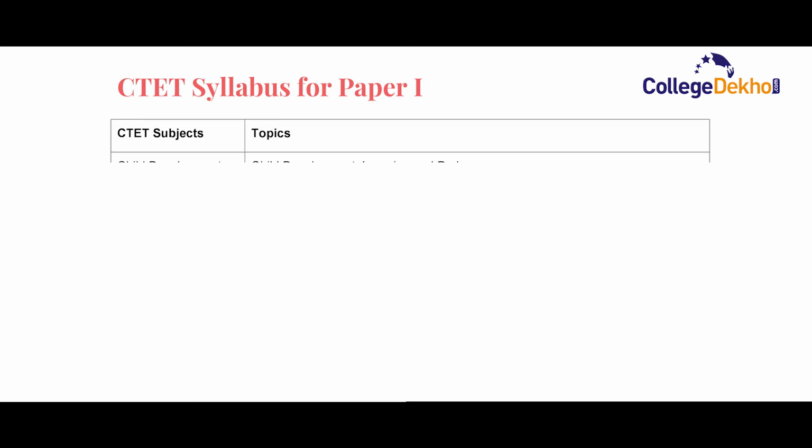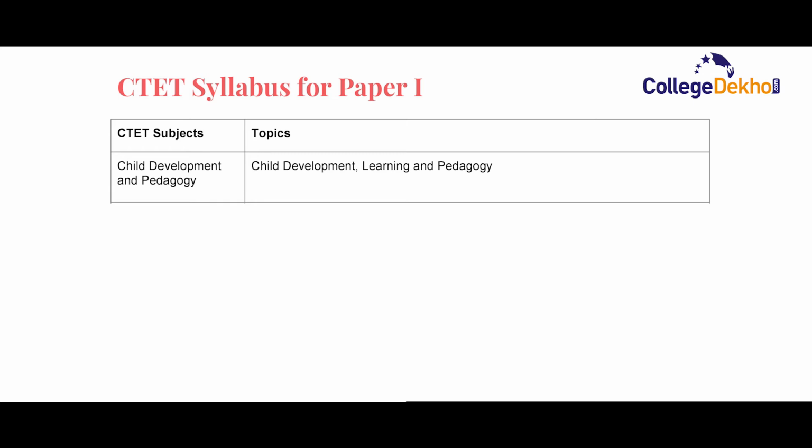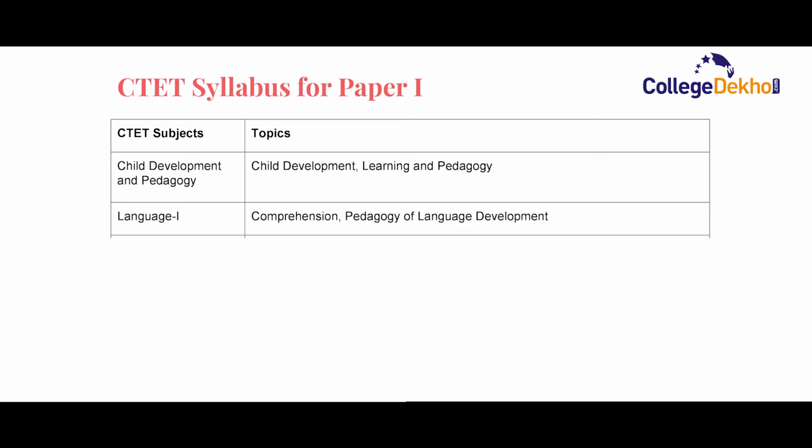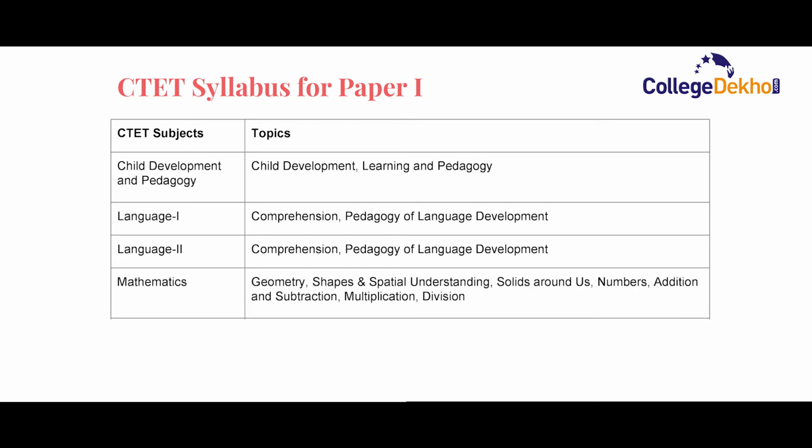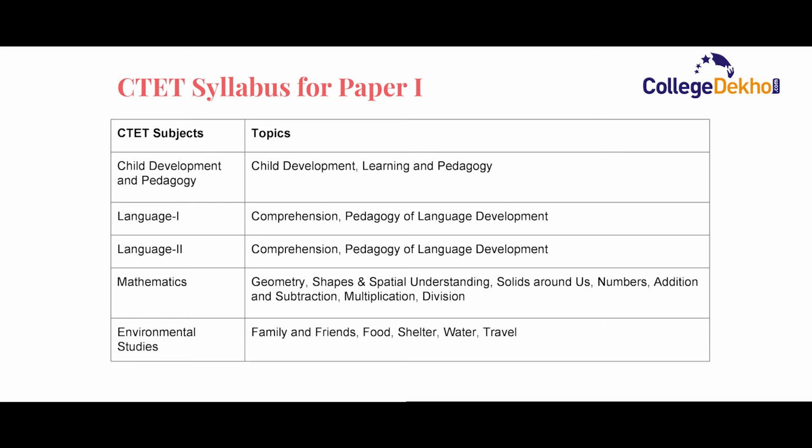Now that we are done with exam pattern, let us look at CTET syllabus for paper 1. The sections which have been included in paper 1 include child development and pedagogy, which will include topics such as child development, learning and pedagogy, etc. Language 1 will include topics such as comprehension, pedagogy of language development. Same topics will be there for language 2 also. Mathematics will include topics such as geometry, shapes and spatial understanding, solids around us, numbers, addition and subtraction, multiplication, division, matrix, etc. Environmental studies will include topics like family and friends, food, shelter, water, travel, etc.